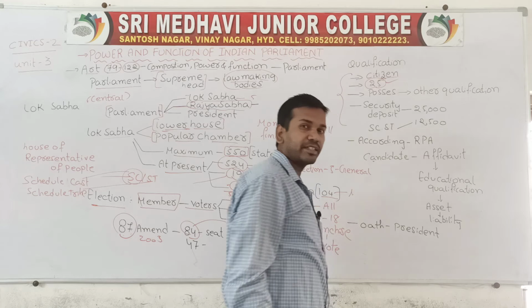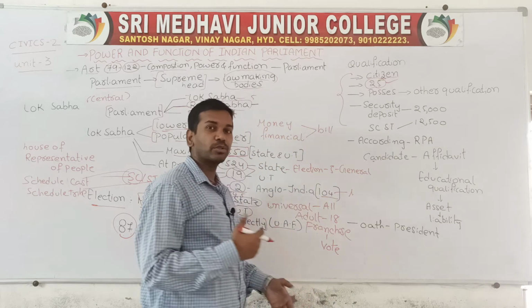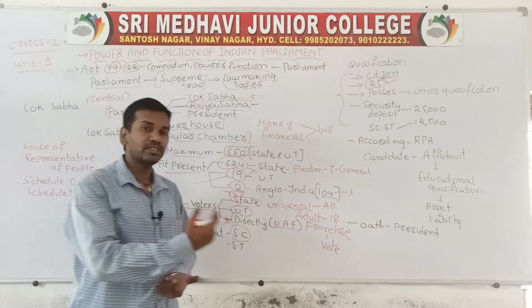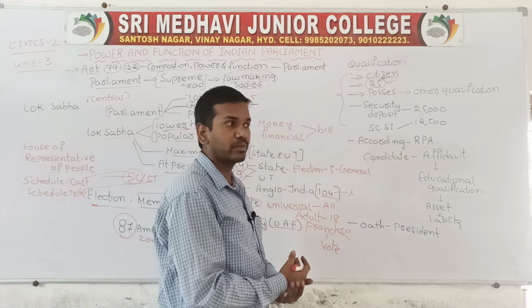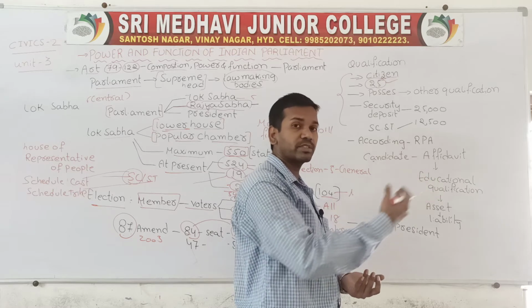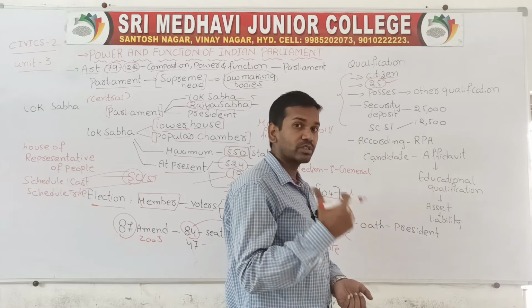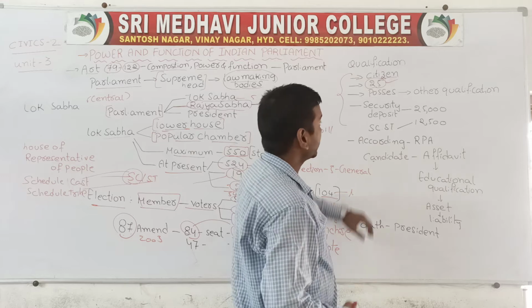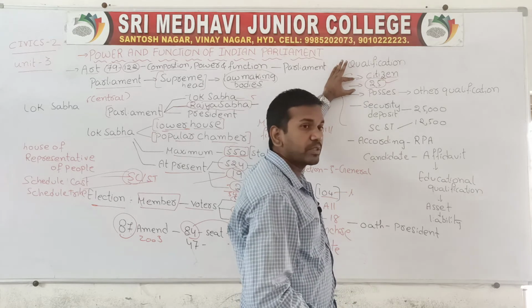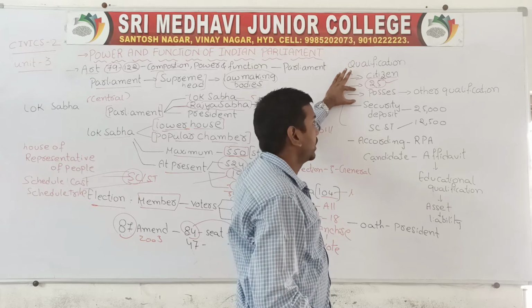You should have completed at least 25 years of age, and that's why Lok Sabha is the lower house. Lower house in the sense young people can be appointed. Rajya Sabha is the upper house because some elder people will be appointed in this house. That is why Rajya Sabha is called the house of elders and Lok Sabha is called the lower house. So the reason is that to become a member of Lok Sabha, the age requirement is only 25 years.